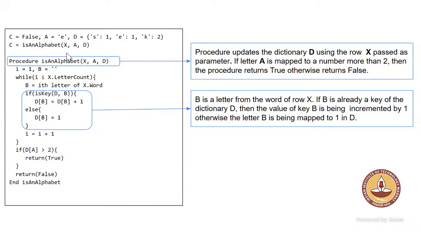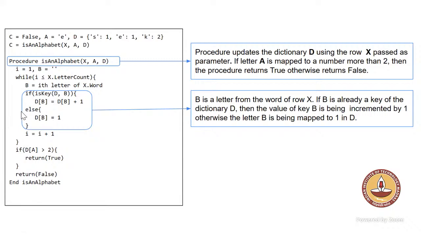To this procedure, we are passing X. X is a card from the words dataset that contains student's word inside that. A is this E character, D is this dictionary. And then we are just executing the procedure. Inside the procedure, we can see I equal to 1 and an empty character. And this while loop, you can see where this while loop is ending, right? This while loop is nothing but to iterate over the letters of the word student.